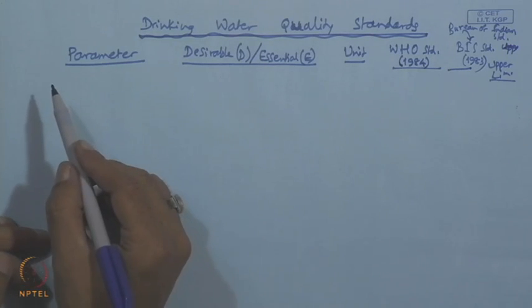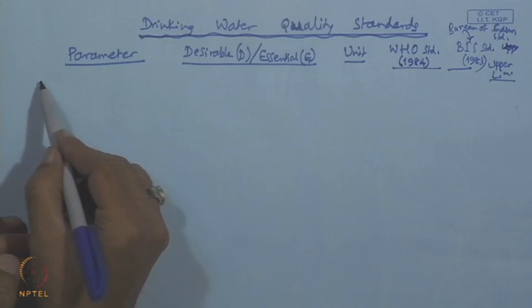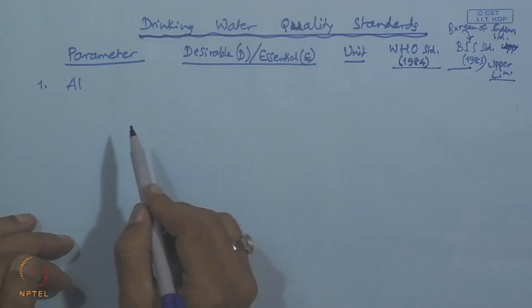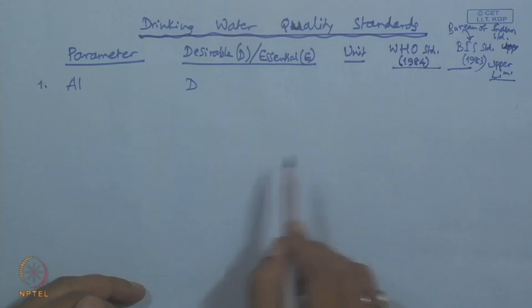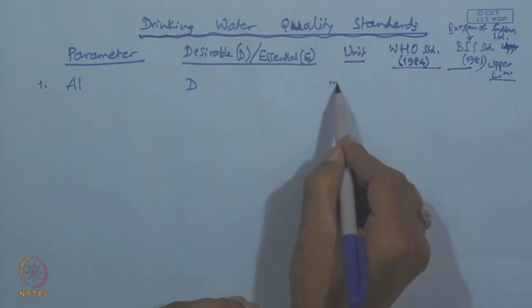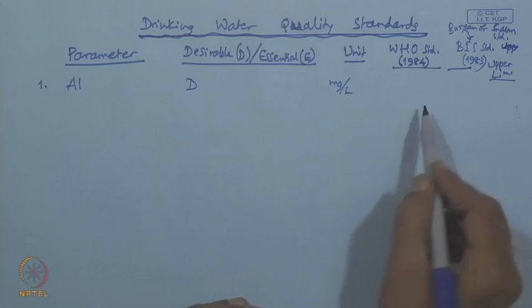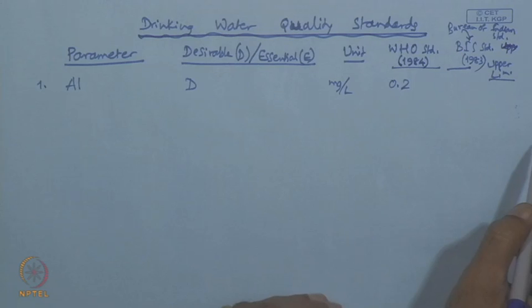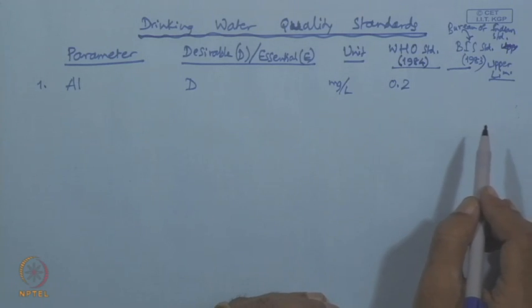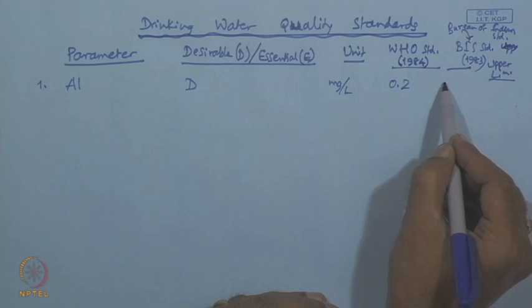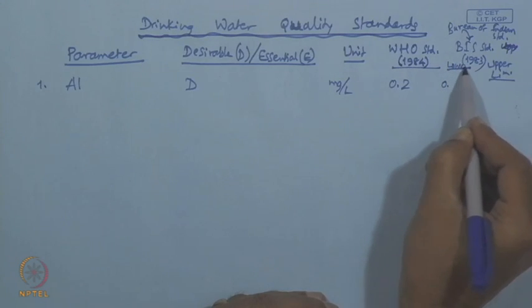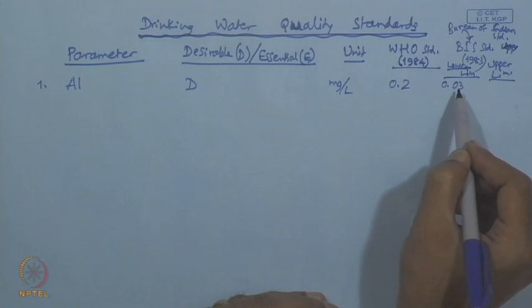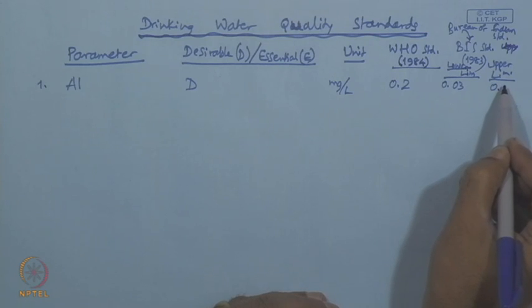Now, firstly, let us consider aluminum, Al. It is desirable, it is not essential, and the units are milligram per liter. As per the WHO standards, it is 0.2 milligram per liter, and as per the Bureau of Indian Standards, the lower limit is 0.03 and the upper limit is 0.2.